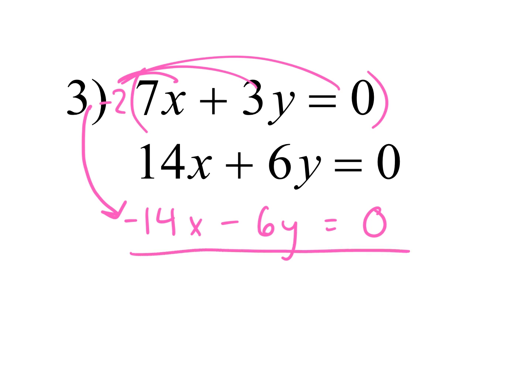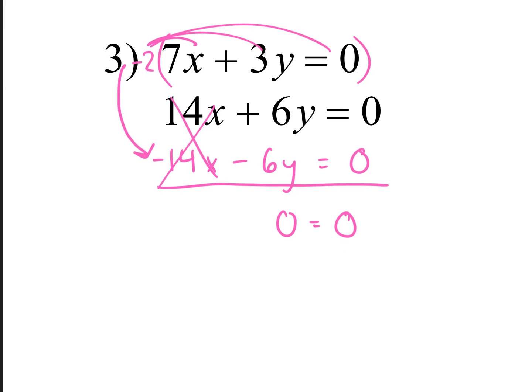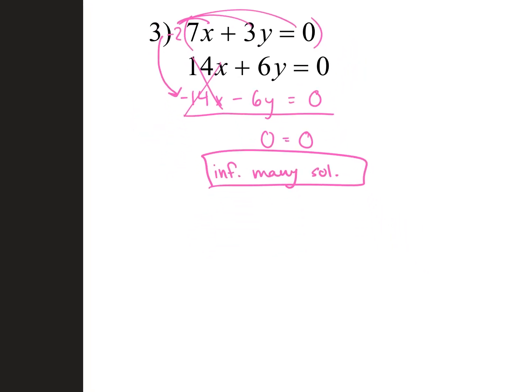Do the x's cancel now? Yep. What's 6y minus 6y? 0. And then 0 plus 0. What do we get when we have 0 equals 0? Infinitely many solutions. So if you get 0 equals 0, infinitely many solutions. You don't have to keep solving. You're done. So it's only when both the variables cancel out.